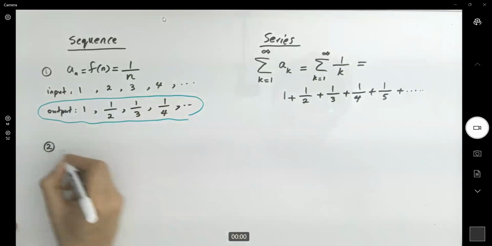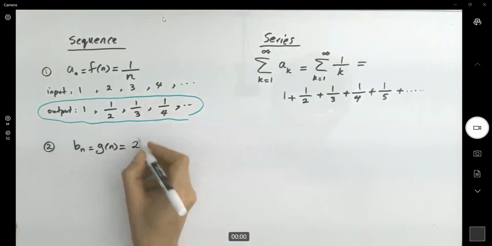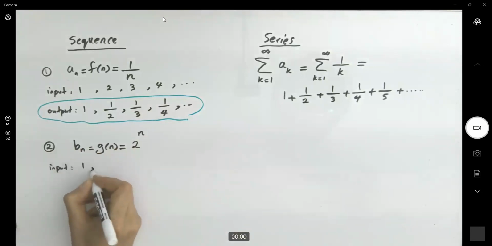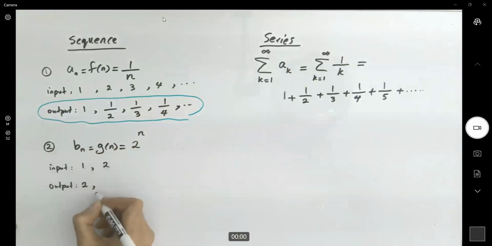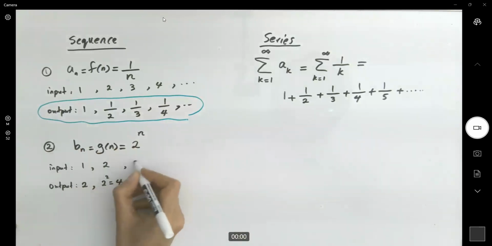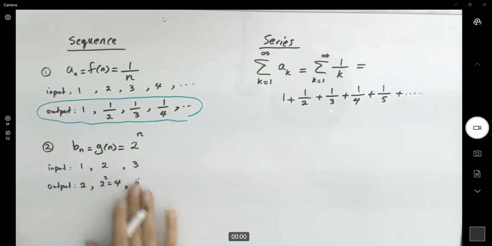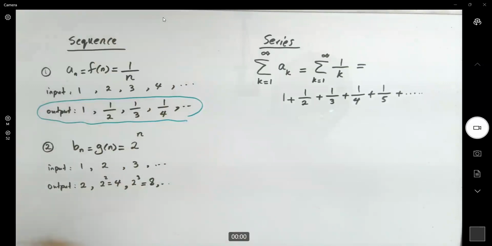Another example. Suppose B sub n equals 2 to the power n. So let's plug in some input values. If n is 1, the output becomes 2 to the first power, or 2. If n is equal to 2, you get 2 to the second, or 4. If n is equal to 3, your output value becomes 2 to the third, or 8, and so on. This is an example of a sequence. The terms of the sequence are important. These are the values that we use to represent this sequence.